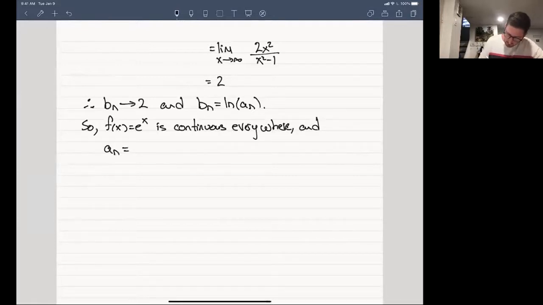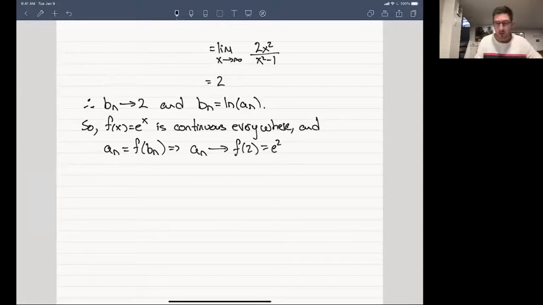an is equal to f of bn, which implies that an converges to f of 2, which is equal to e squared. So that's pretty cool, right? We sort of went way, way down the rabbit hole. We used a lot of different pieces to this in order to find the limit of an.